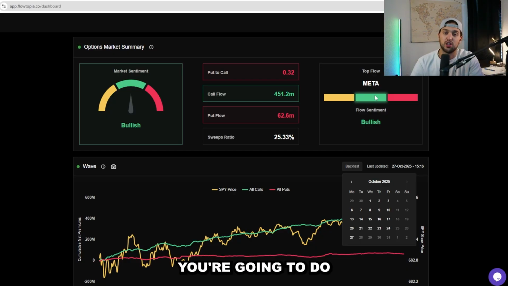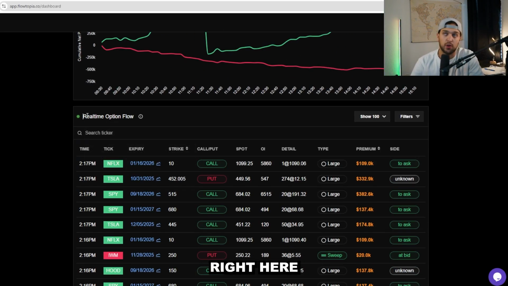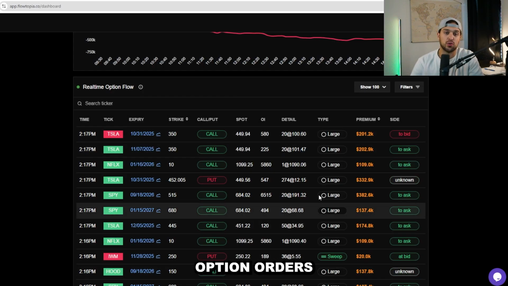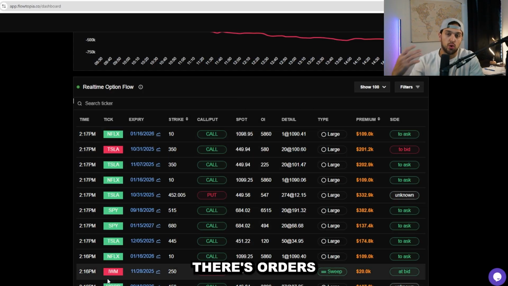Obviously, the first thing you're going to do is go to flowtopia.co. If you're not a subscriber, you got to sign up, you got to subscribe. But if you are a subscriber, you're going to scroll down to the real-time option flow right here. And this is where you're going to see all the actual option orders coming in real time, 217. That's my time right now. And you can see there's orders being placed every single day.